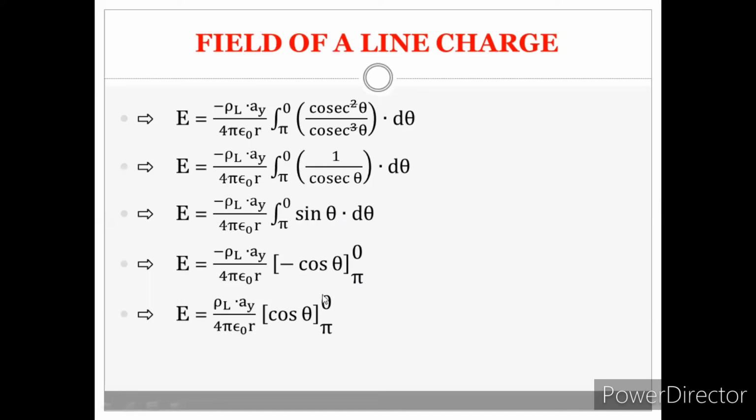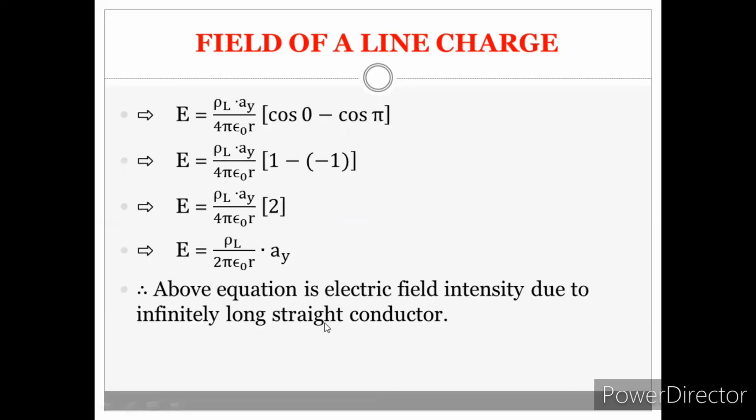When you substitute the limits pi to 0, this minus and this minus become positive. So it is cos theta from 0 to pi. After substituting the limits, cos 0 minus cos pi, we get 2. So 2 and this 4 get cancelled, it is 2. So E is equal to rho L by 2 pi epsilon naught R into ay. This above equation is the electric field intensity due to the infinitely long straight conductor. So this is how we find the field for the entire line charge.